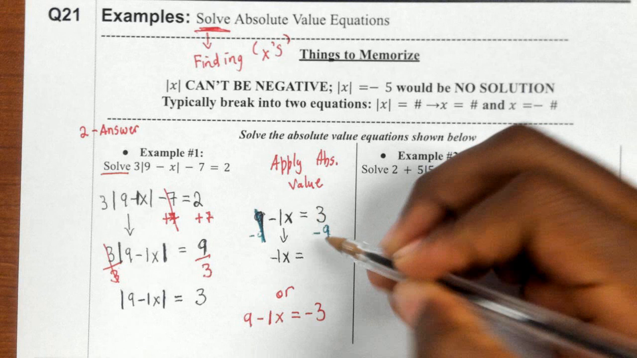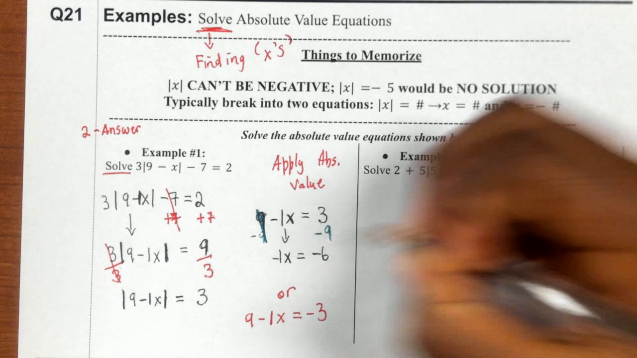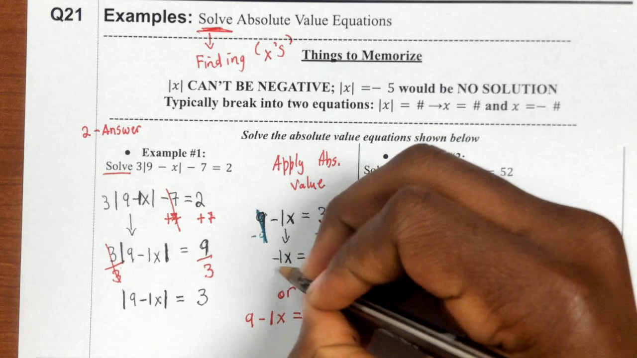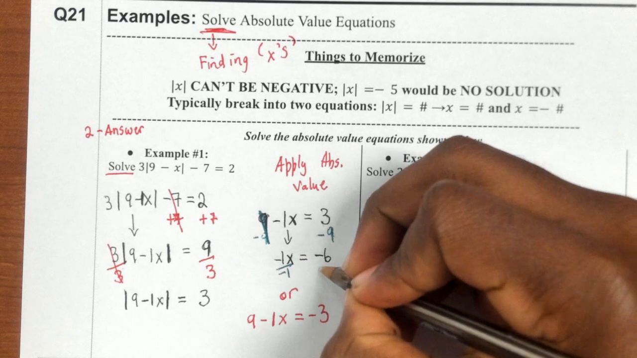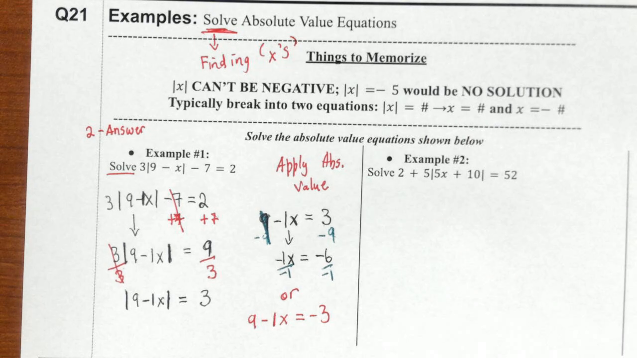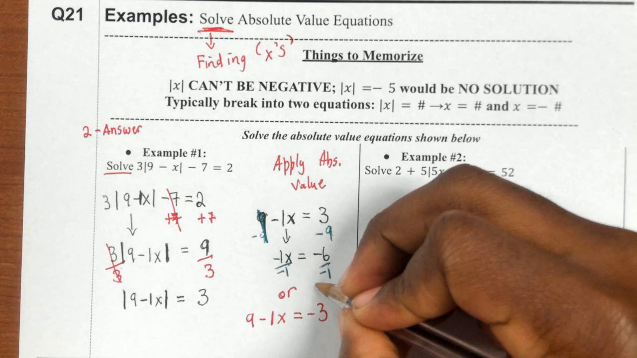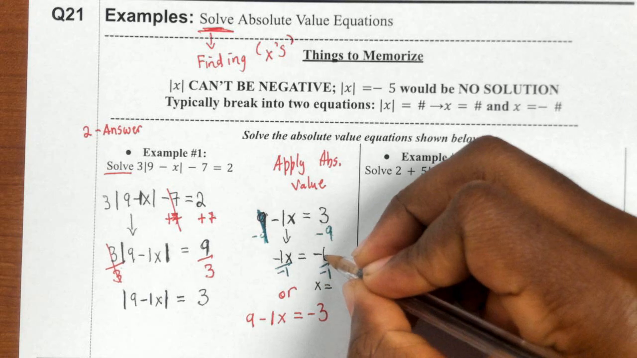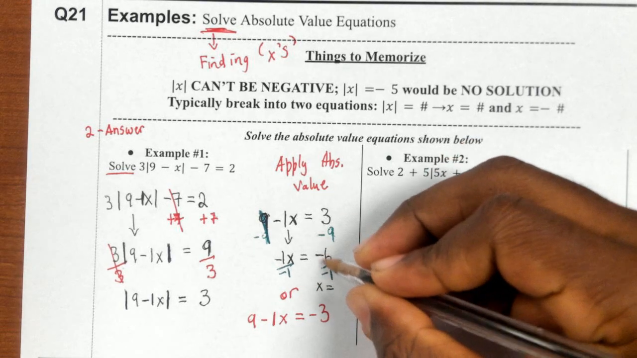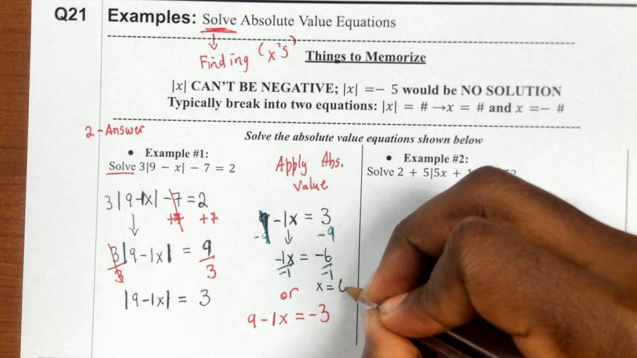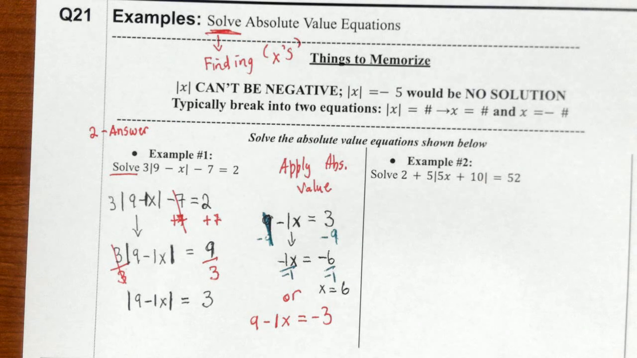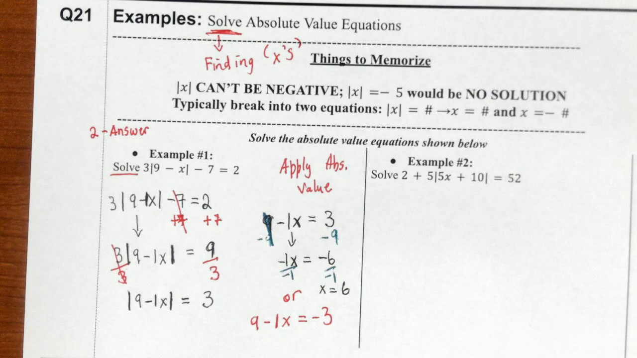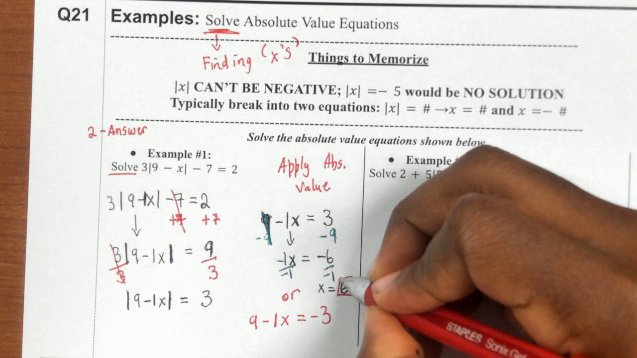3 minus 9 is negative 6. Now I will divide both sides by negative 1. So my x will be equal to negative 6 divided by negative 1, and negative divided by negative gives me a positive 6. Alright? So your first value of x is positive 6.